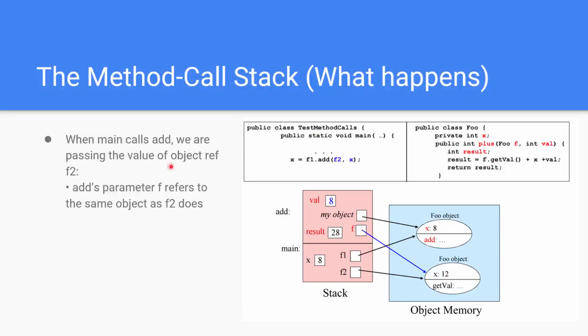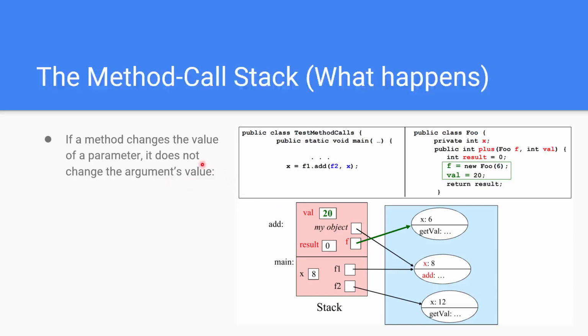And when this main method calls add, we are passing the value of the object reference F2. So we're passing F2 into the add, and that add parameter F refers to the same object as F2. We can see that now we have this new item on the stack, pointing back to this other object that we instantiated in memory.